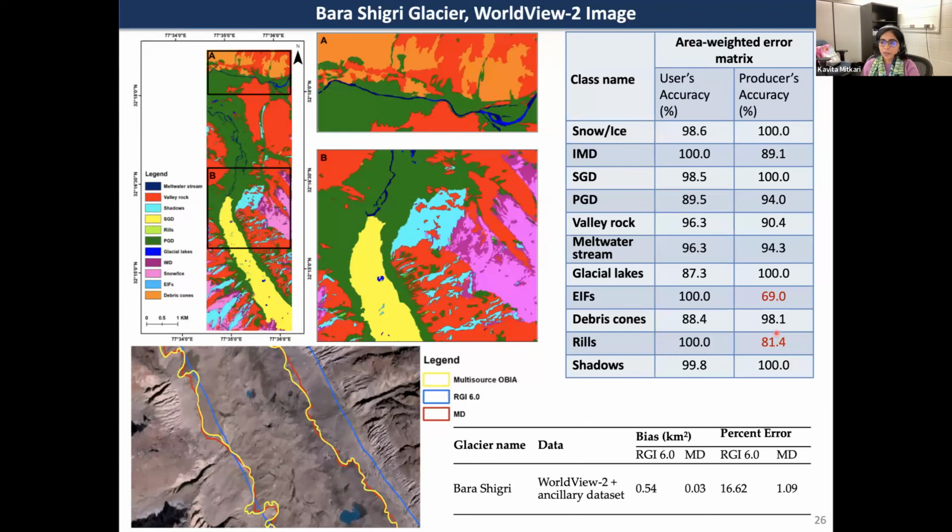Then the accuracy assessment using the area weighted error matrix reveals that the exposed ice faces, that is the ice cliffs, revealed a very low accuracy. This could be due to the very fact that I'm using the brightness temperature here along with some other rule sets to classify the exposed ice faces. And since brightness temperature has a very low spatial resolution, it might not be fitting well with the exposed ice faces.